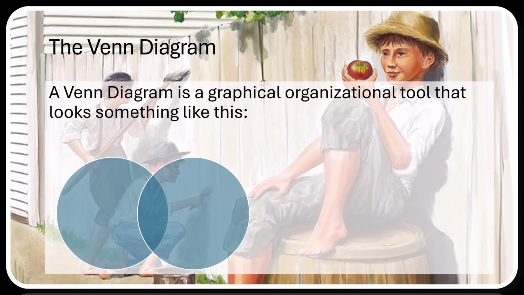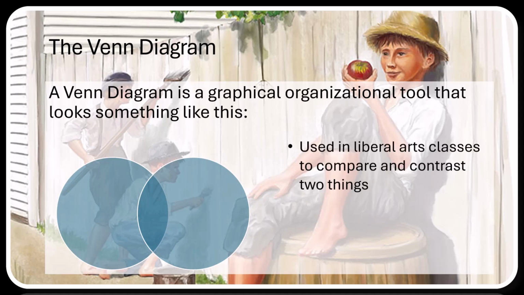The Venn diagram. A Venn diagram is a graphical organizational tool that looks something like this. It's two overlapping circles. This is sometimes used in liberal arts classes to compare and contrast two things. For example, suppose you wanted to compare and contrast Tom Sawyer and Huck Finn, who are two fictional characters from the writings of Mark Twain.